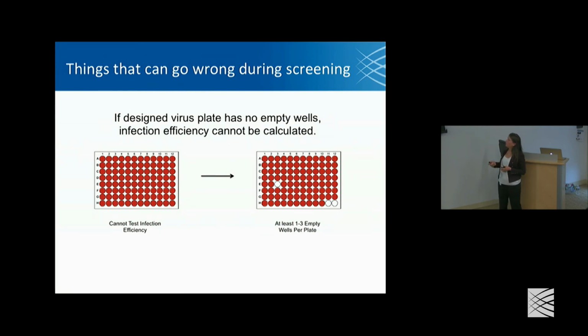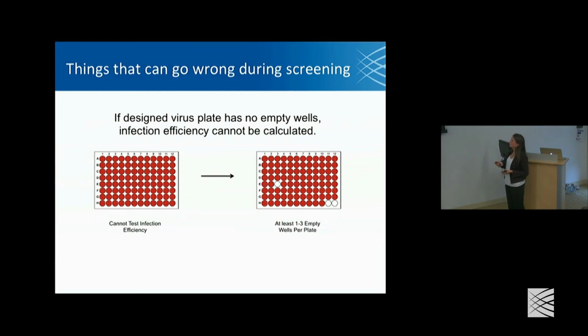So, things that can go wrong during your screen. A lot of people will design library plates where their whole plates, so for example, all of these red wells are wells that contain virus, so that when you go do your infection, your whole plate will have all infected cells. You really need a few non-infected cells in order to test infection efficiency, and also make sure you're not getting any high background noise with your puro dose.